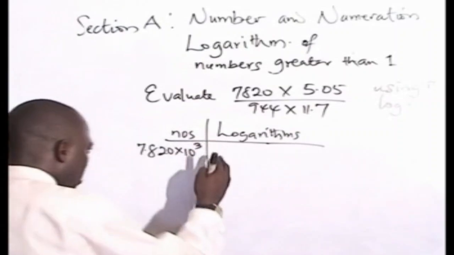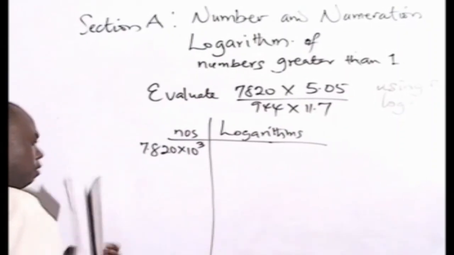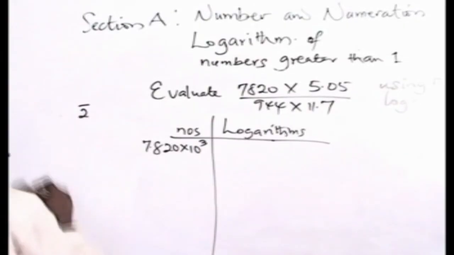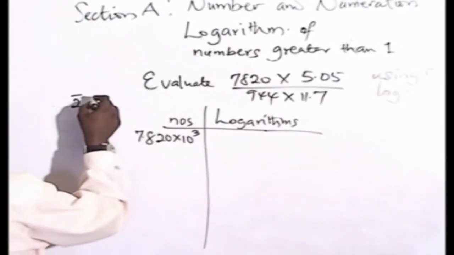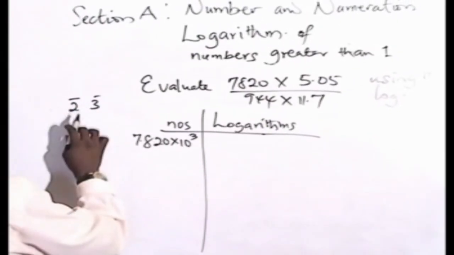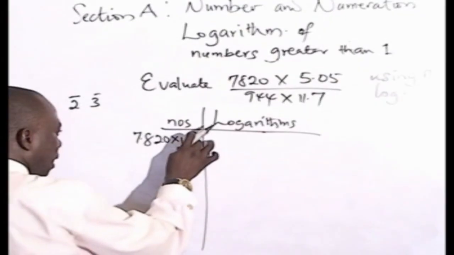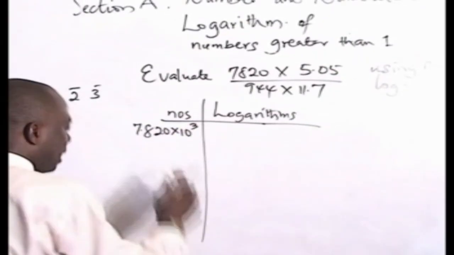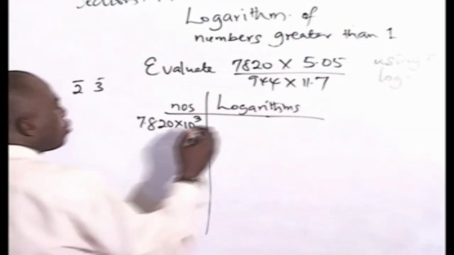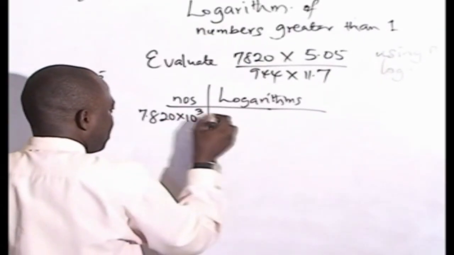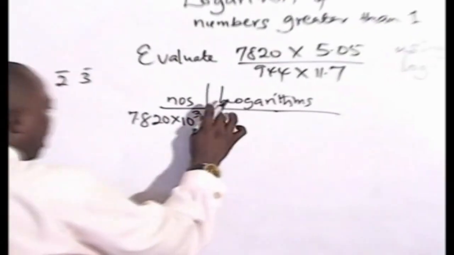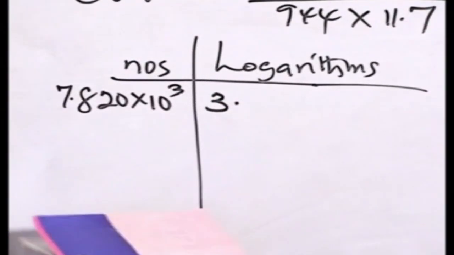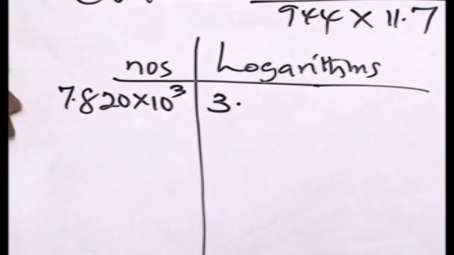It could be negative, it could be positive. If it is negative, it is written as bar 2 or bar 3, whatever the number here is. But if you look at this question, this power here is not negative, it's positive. So you just write the 3 there without putting any sign on top of it. Then you put a point. Then you look at logarithm of numbers.